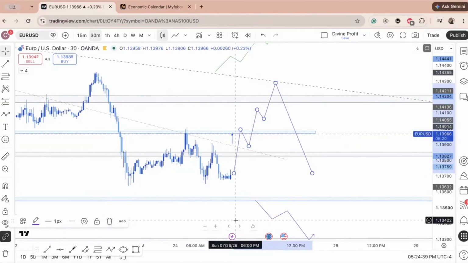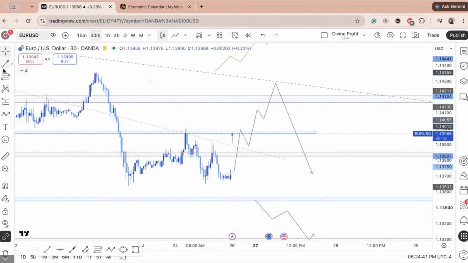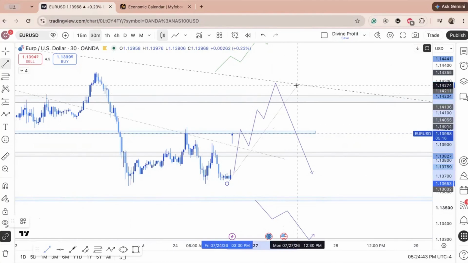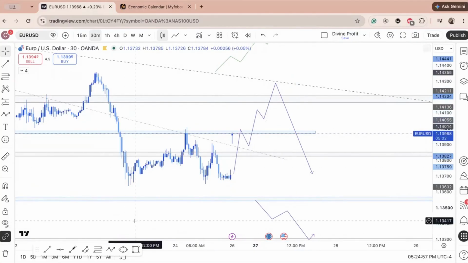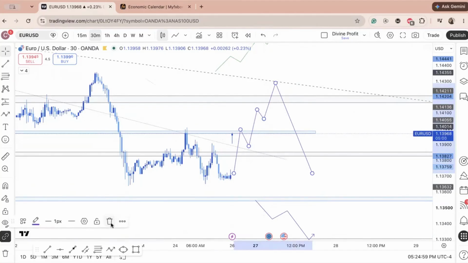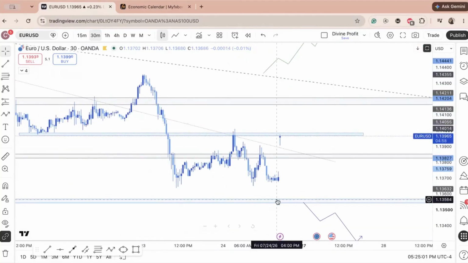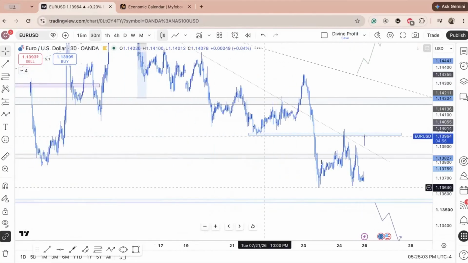And then the question would be, how do I know when to get in? When this starts forming some more structure, you can just draw a minor trend line to the upside and wait for that trend line to break, wait for some type of break of structure for confirmation, and that's how you'll know when to get in. But as for right now, it might be just easier to wait for the breakouts.